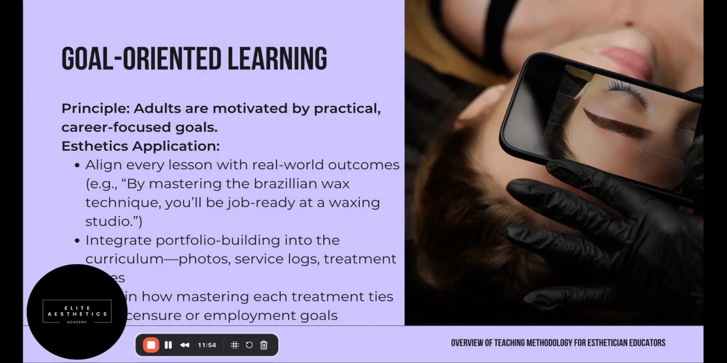Goal-oriented learning. Our students and adults are motivated by practical career-focused goals. So in application, what we need to be doing is aligning every lesson with real-world outcomes. For example, by mastering the Brazilian wax technique, you'll be job ready at a waxing studio. And every part of lesson plans should have an end goal or end result in mind so the student can get on board with this is what we're doing to get to this outcome or this result.